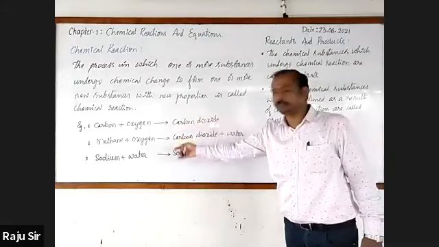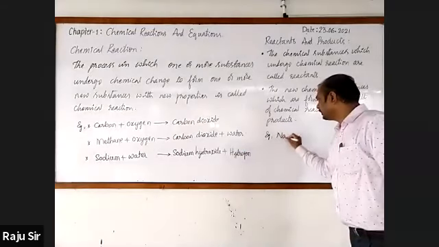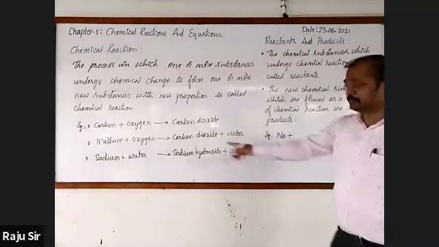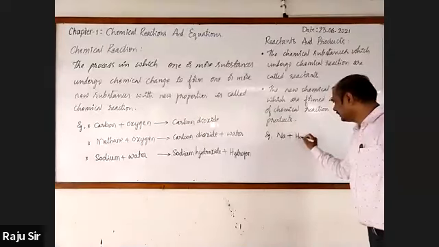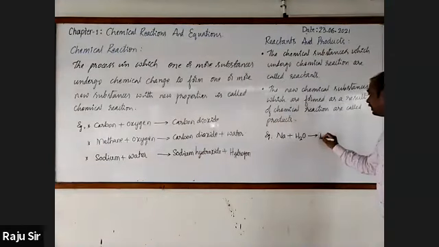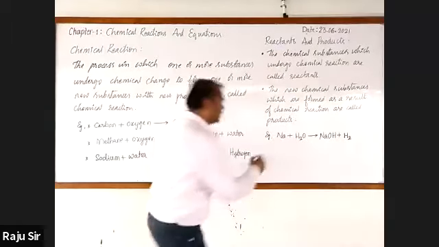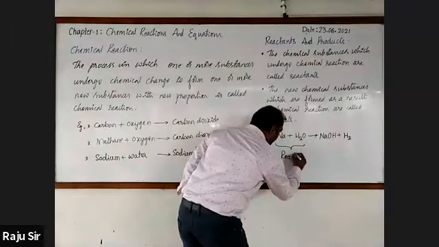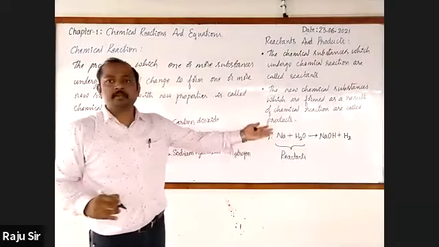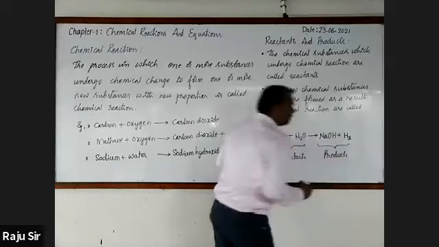So let me take the symbolic representation of any one of these chemical reactions. Three chemical reactions for the day. I take the last one. Sodium, its chemical symbol is Na. Water, this is H2O. Then sodium hydroxide, we are very familiar with this compound. Formula of this compound is NaOH, plus hydrogen, you can write H2. Here, sodium and water are called reactants. Then sodium hydroxide and hydrogen are called products. Reactants and products.